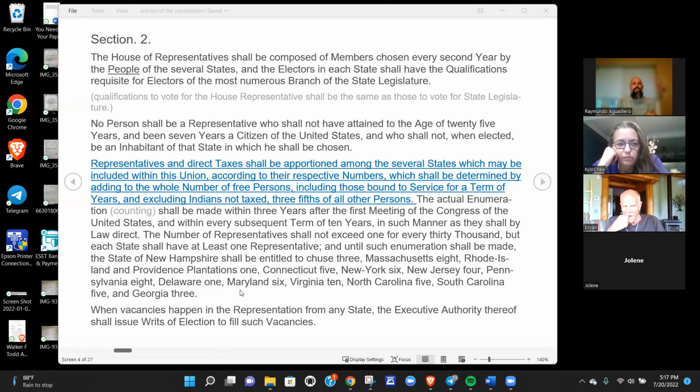All right, Section 2. The House of Representatives shall be composed of members chosen every second year by the people of the several states, and the electors in each state shall have the qualifications requisite for electors of the most numerous branch of the state legislature. Now, I read that a bunch of times and was having a heck of a time trying to understand exactly what it's saying. But in my words, there is a House of Representatives. They have to be chosen every 2 years. And the way they are elected by the state has to be in the same fashion that the state legislators are elected in their state.